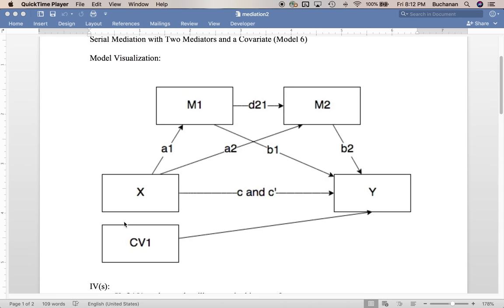And then what we're gonna do in this video is also show you how to add a covariate to that analysis. That essentially is a constant adjuster of Y. So it's in every equation.